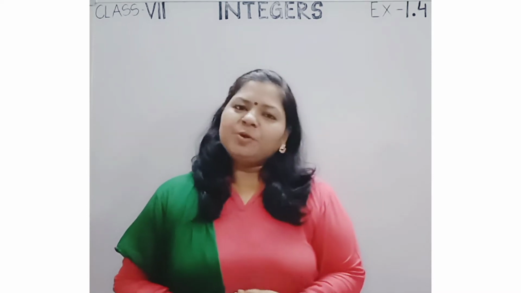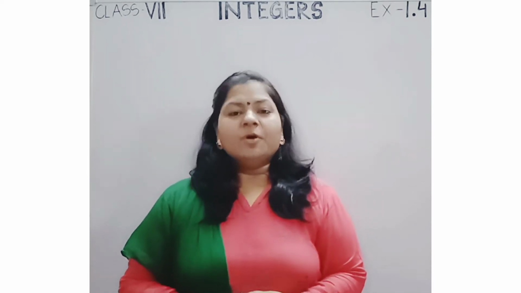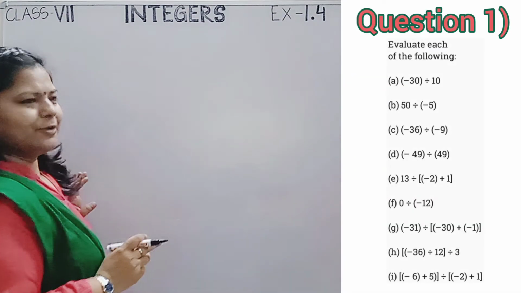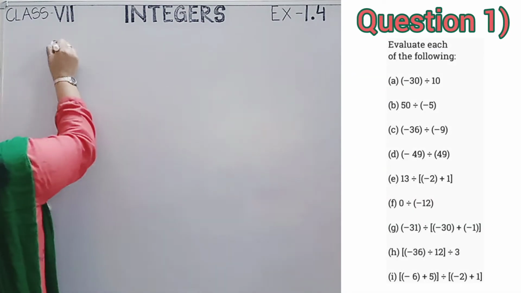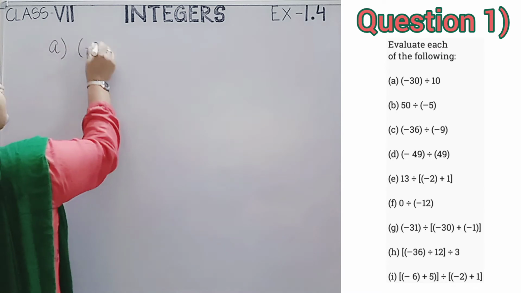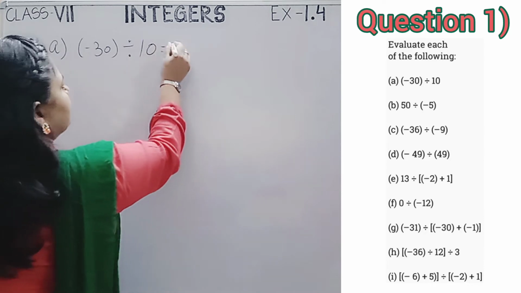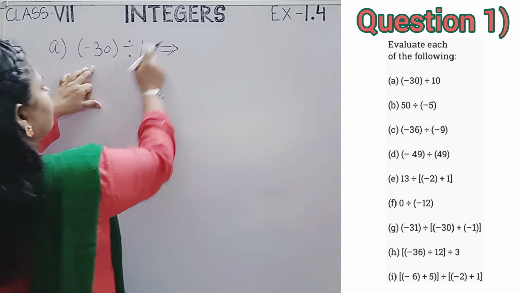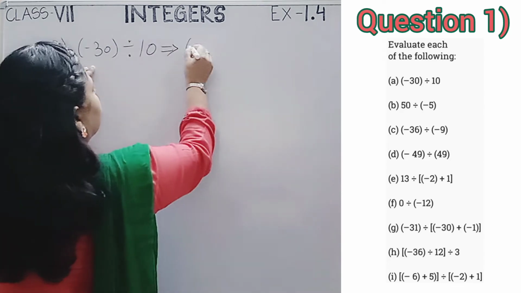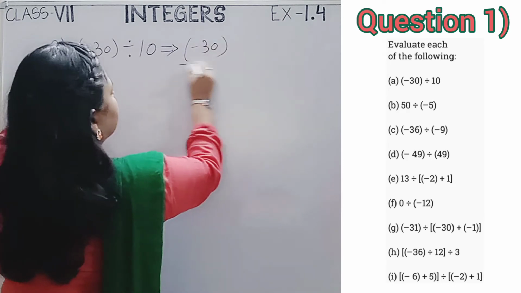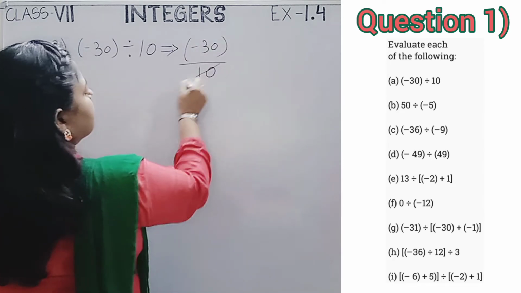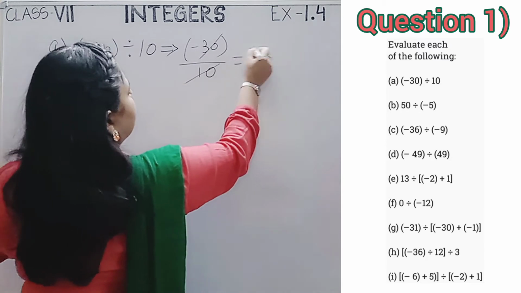Today we are going to cover exercise 1.4 of our NCERT book. So let's begin. Question number 1, evaluate the following. The A part is minus 30 divided by 10. So we have to write down this 10 as a denominator. Cancel out. And we have minus 3.